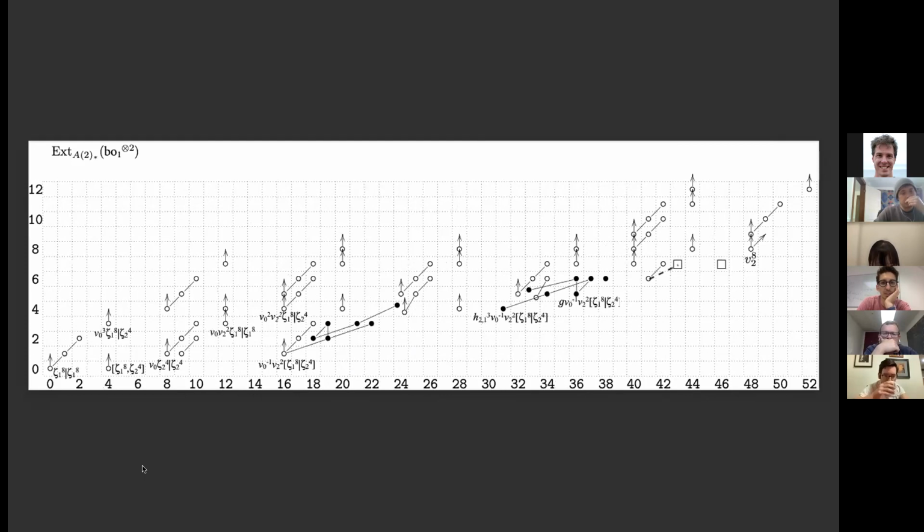This is BO squared. It's a little more messy, but you can still see some familiar characters hanging around.